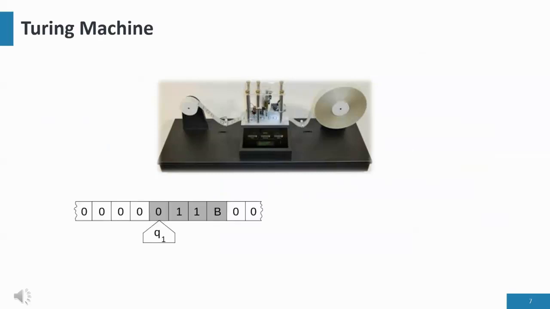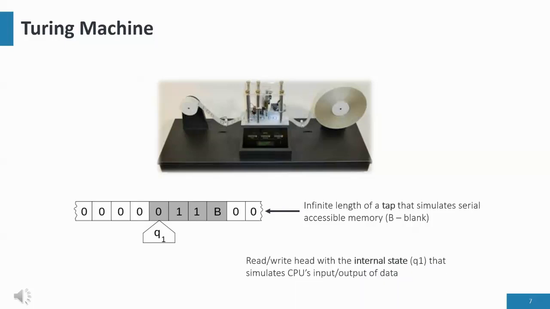Turing machine consists of an infinite length of tape that simulates memory. So it holds zeros and ones. Symbol B indicates a blank. It also has a read-write head with the internal state Q1 here that simulates the CPU's input and output of data.